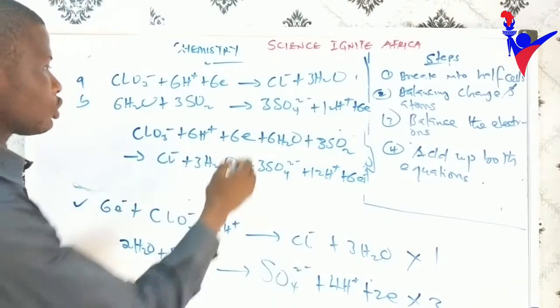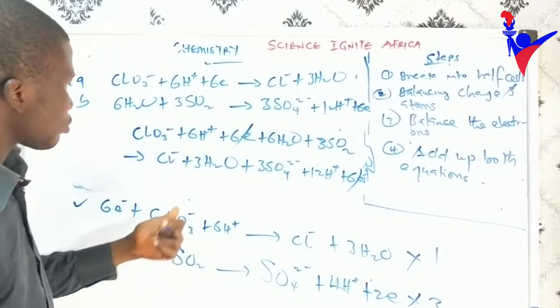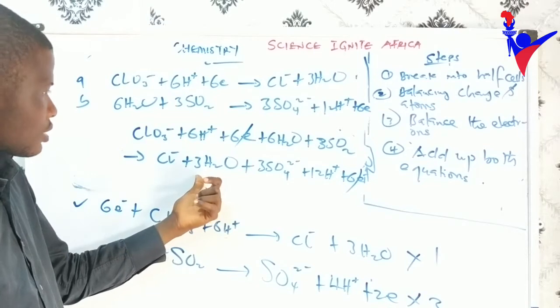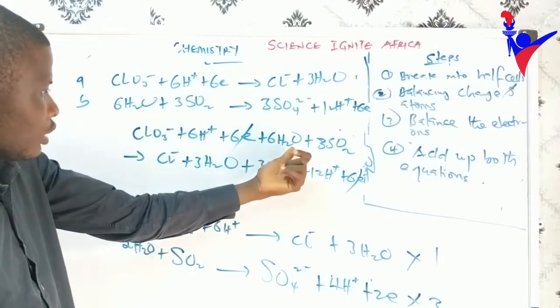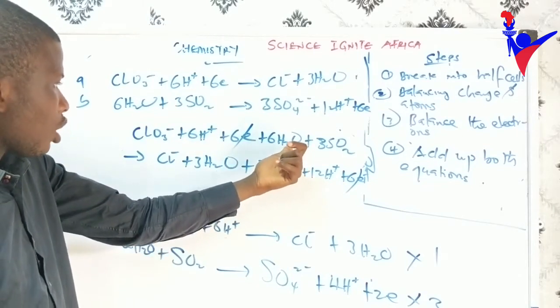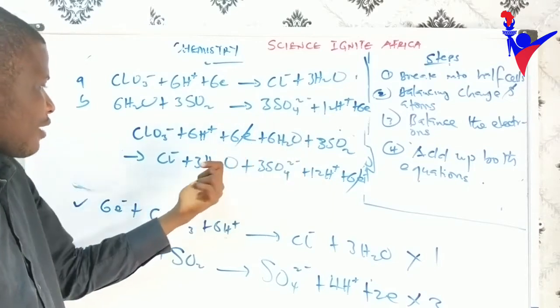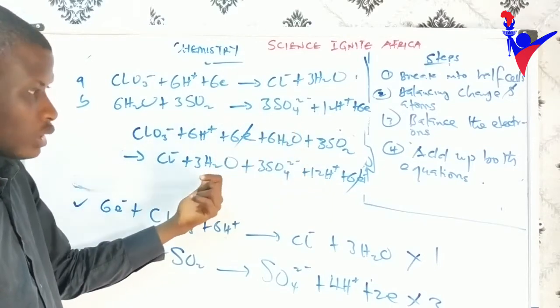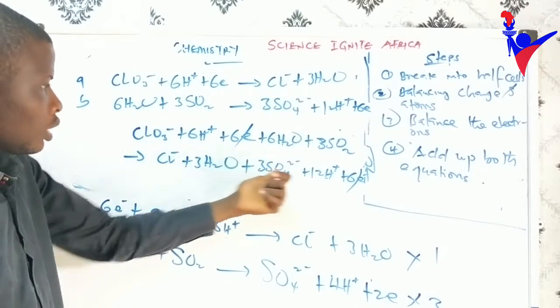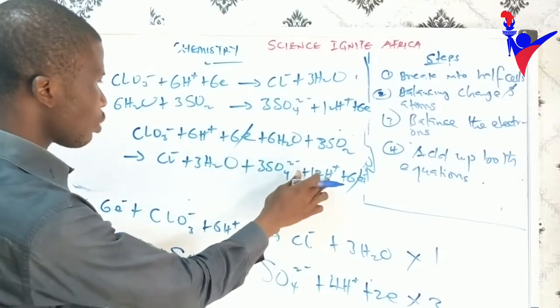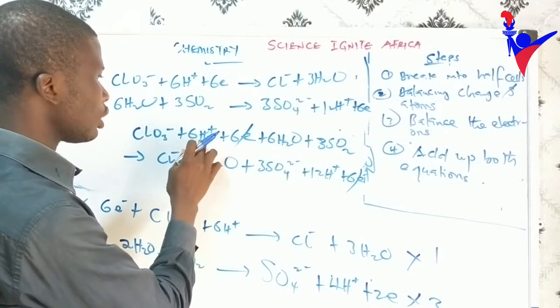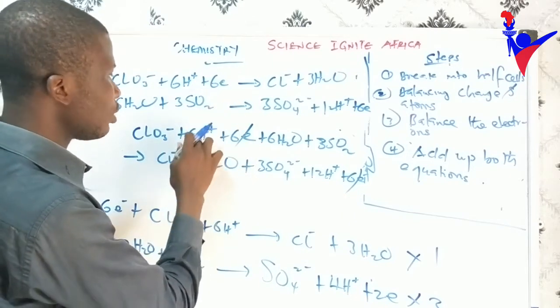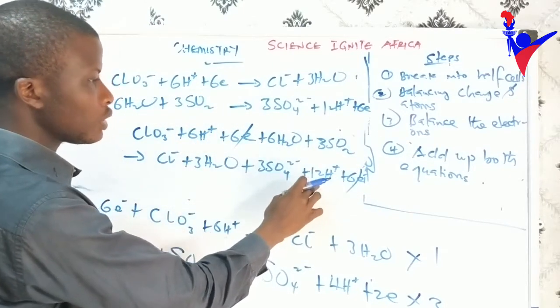Now, electrons on both sides, cancel them out. Now, do you have water here? Yes, on the product side. Do you have water on the reactant side? Yes. We have 6 moles of water here, we have 3 here. When you subtract these 3, you are going to have 3 left here and nothing here. Then you have 12 hydrogen ions here and 6 hydrogen ions here. When 6 is taken away from 12, you have 6 left.